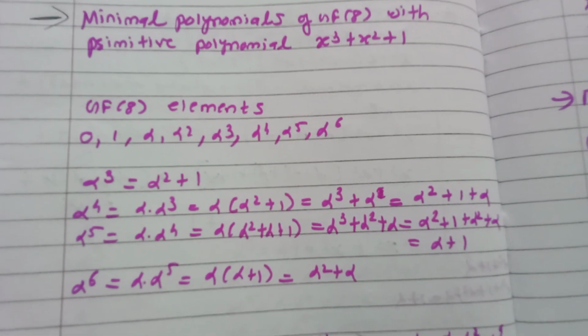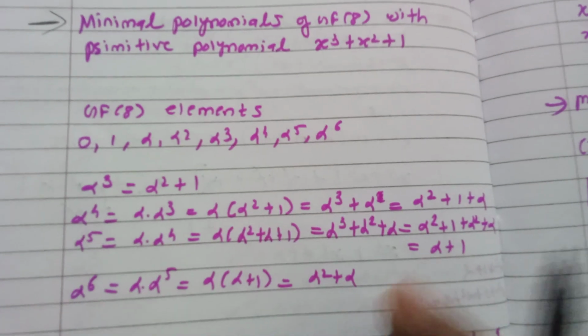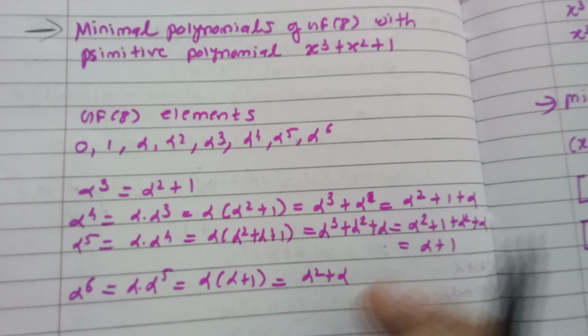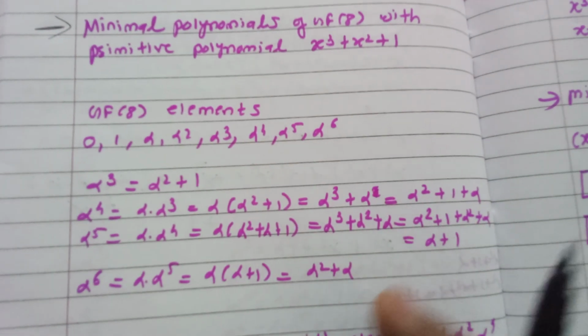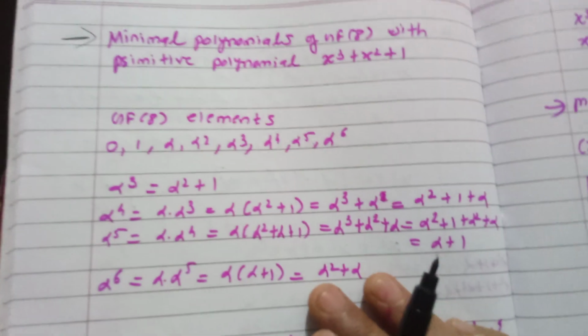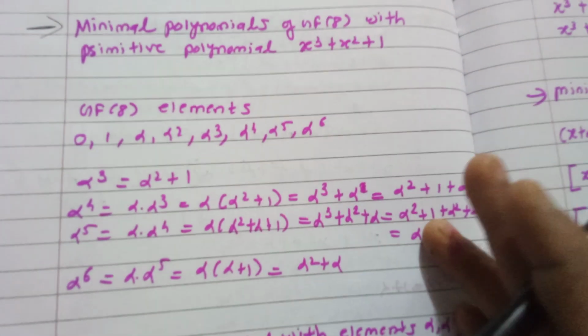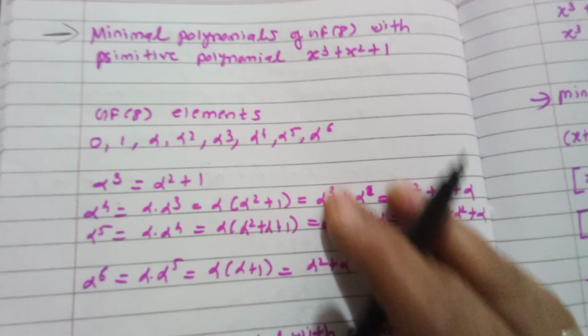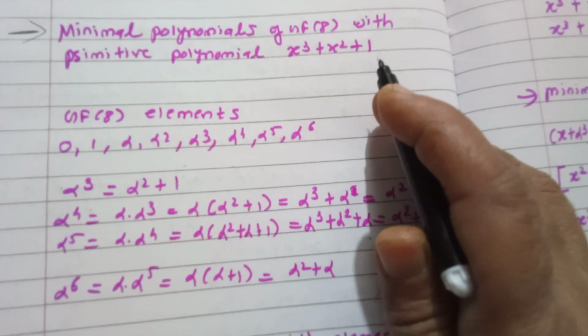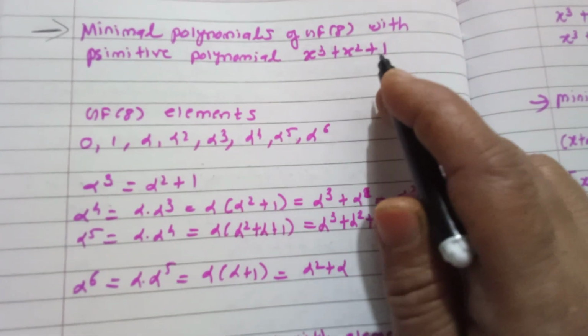So in this video, we are shortly explaining obtaining the minimal polynomials, because all the details were discussed in the previous video. If you have any doubt, you first see that video. After that it will be very easy to understand this problem, obtaining with x cube plus x square plus 1. There the primitive polynomial was x cube plus x plus 1.